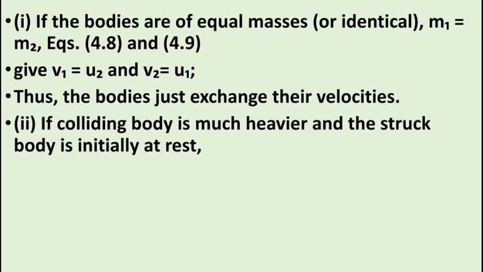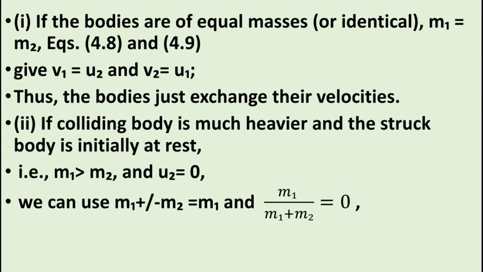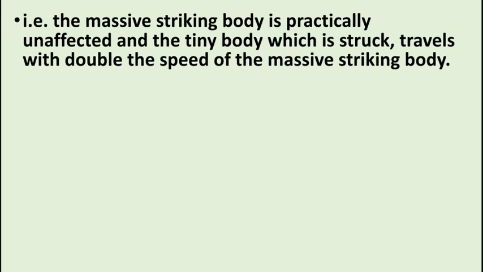Second, if the colliding body is much heavier and strikes a body initially at rest, that is m1 is much greater than m2 and u2 is equal to 0, we can use m1 plus or minus m2 is approximately equal to m1 and m1 divided by m1 plus m2 is approximately equal to 1. That is v1 is equal to u1 and v2 is equal to twice of u1. That is, the massive striking body is practically unaffected and the tiny body which is struck travels with double the speed of the massive striking body.